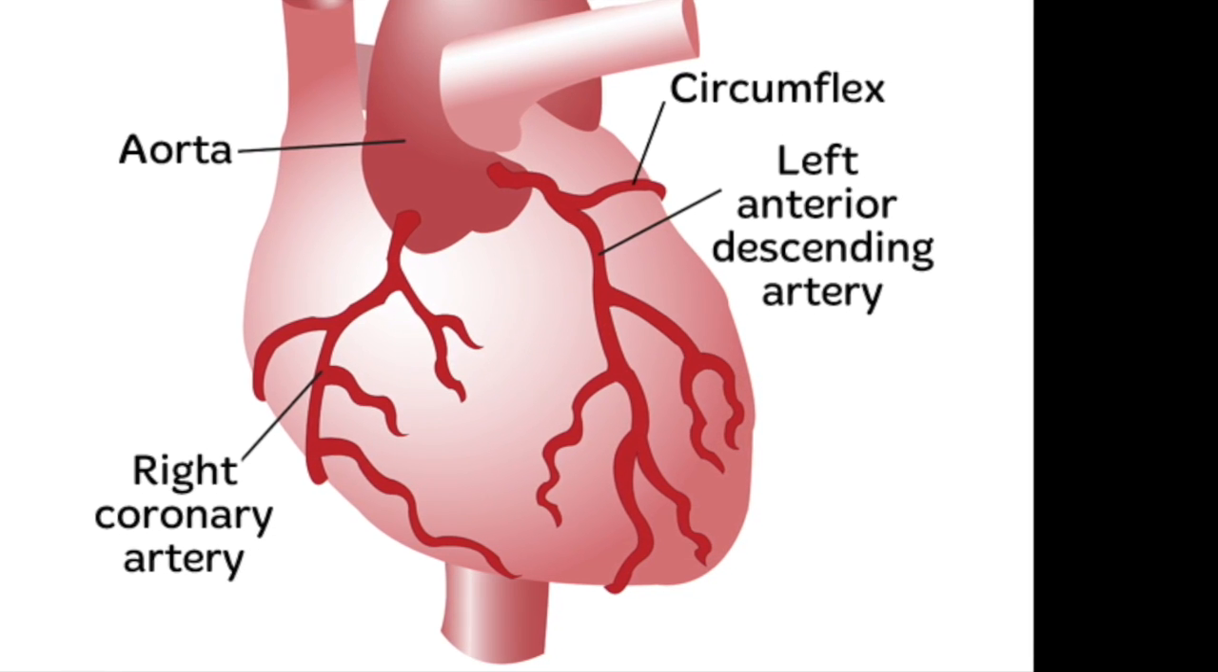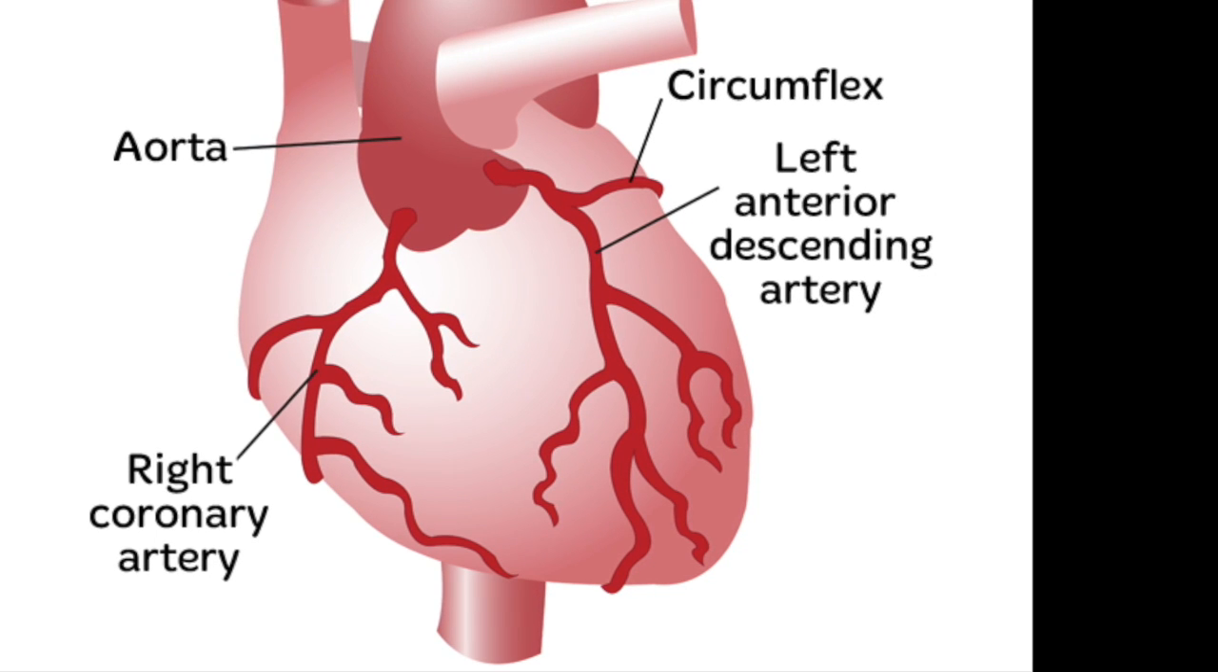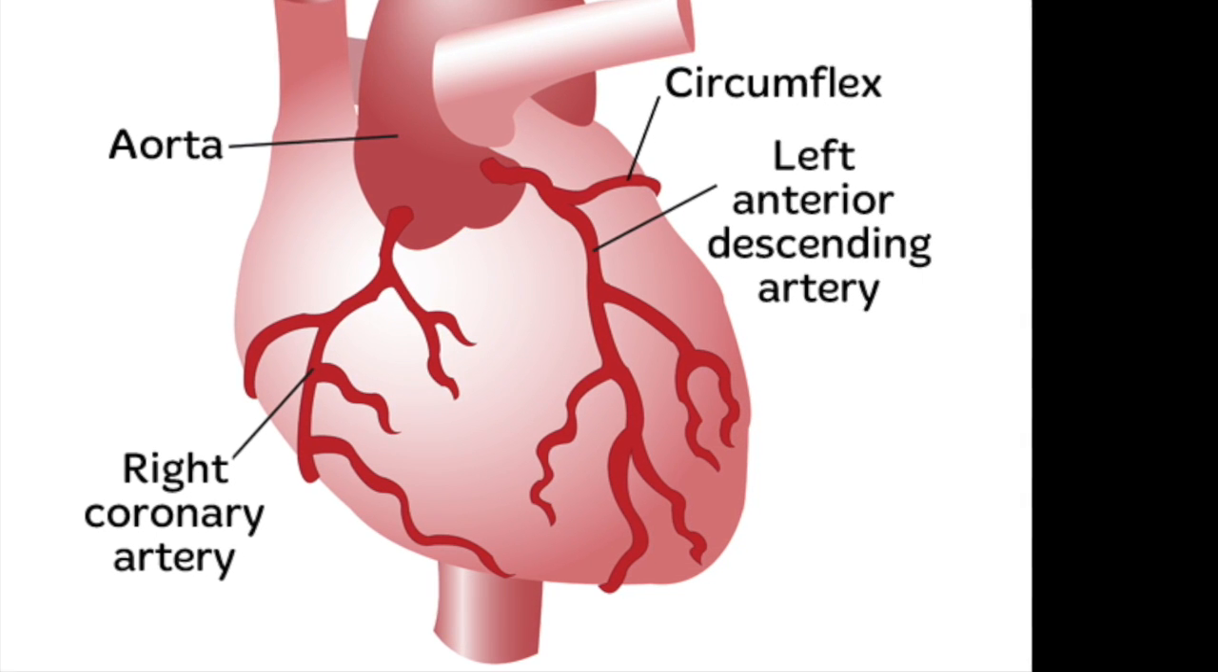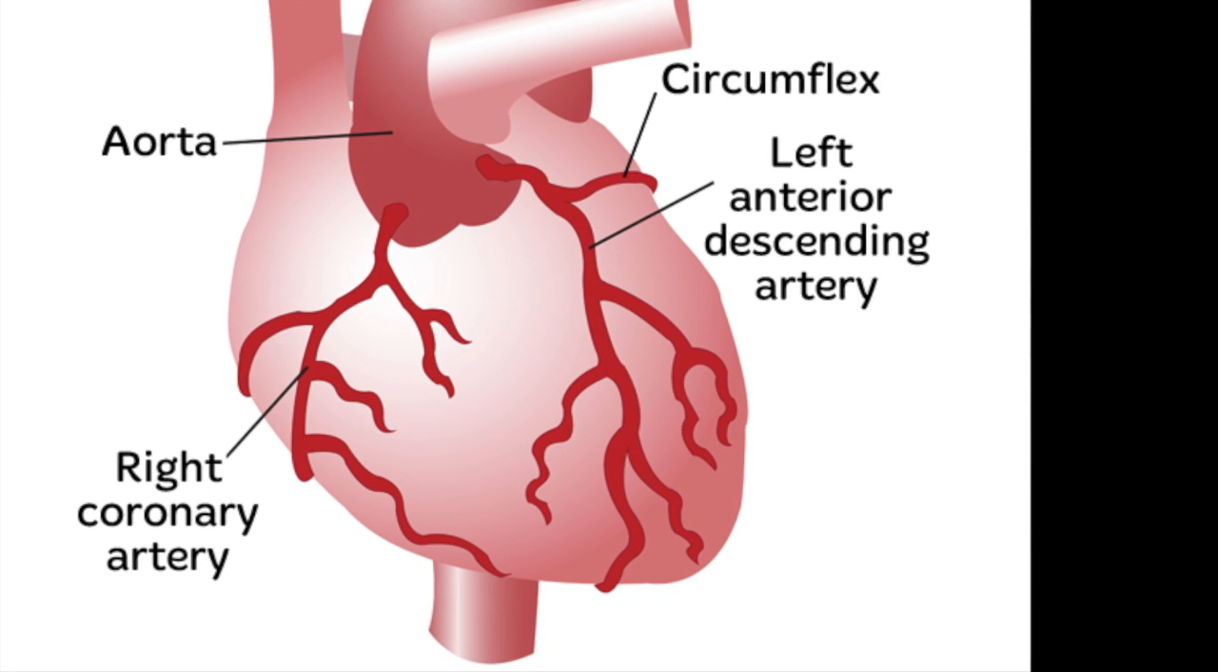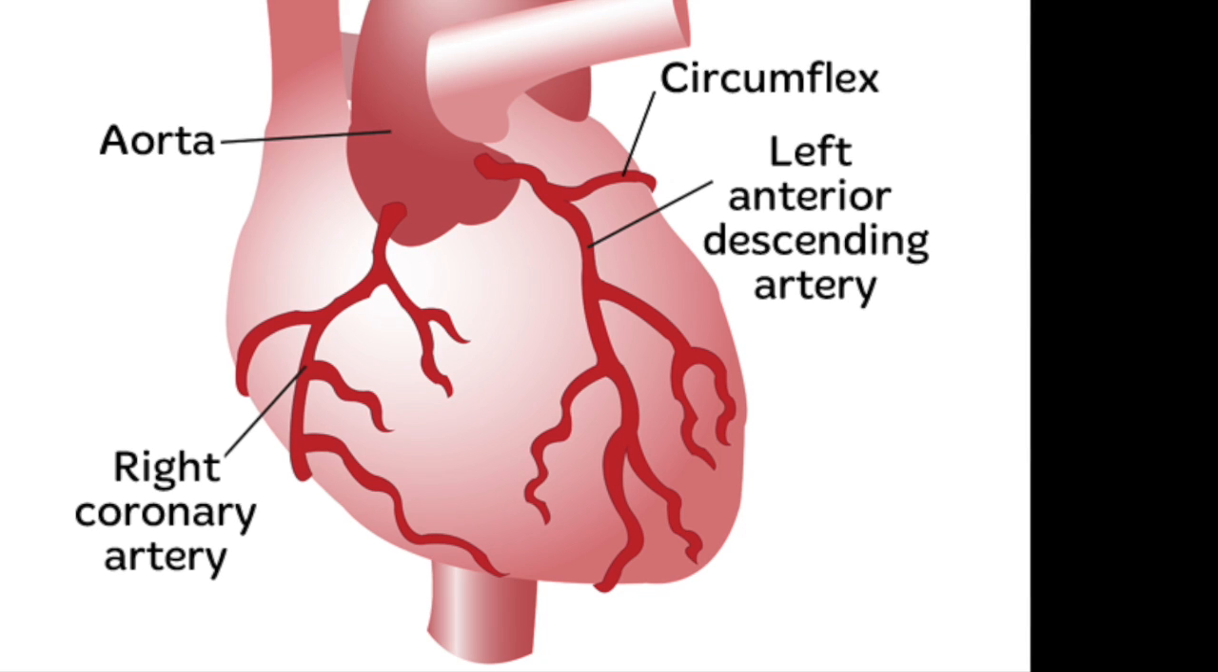Lastly, we have the right coronary artery. This artery sends blood to the right side of the heart. This includes the right ventricle, the right atrium, and the sinoatrial and atrioventricular nodes. These nodes control the heart rhythm.